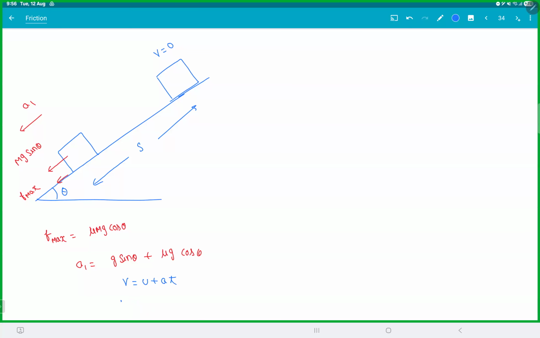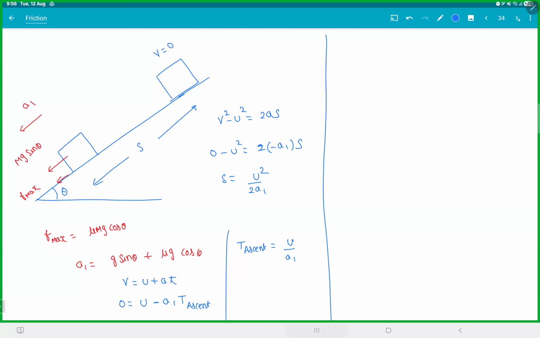So this v will be 0, this will be u, this will be minus a1 into time of ascent. Therefore, time of ascent is u by a1. And what about this distance traveled? v square minus u square is 2as. v is 0. This is u square. This will be 2 into minus a1 into s. This is the distance traveled. This is the situation while going up.